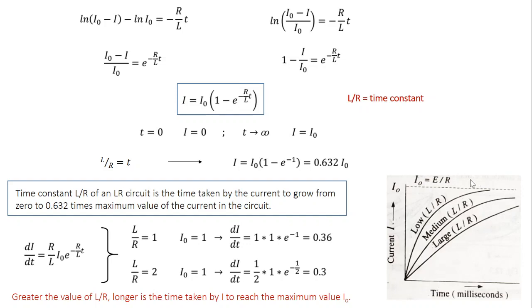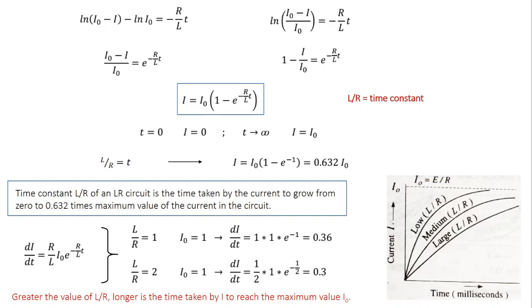So this is depicted in this graph here. You have three cases: large L by R, medium L by R, low L by R. You can see here, when L by R value increases, it takes more time to grow from 0 to maximum value. In the case of small L by R, it increases rapidly to the maximum value. So this is the response of an LR circuit to the time constant. So that's about the growth of the current.